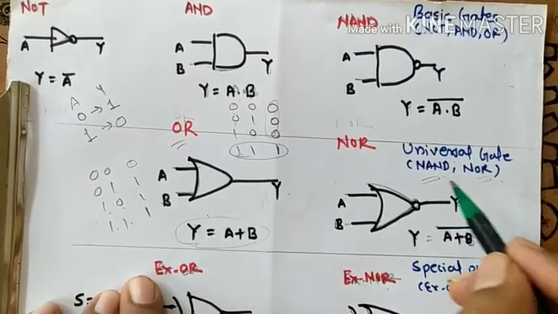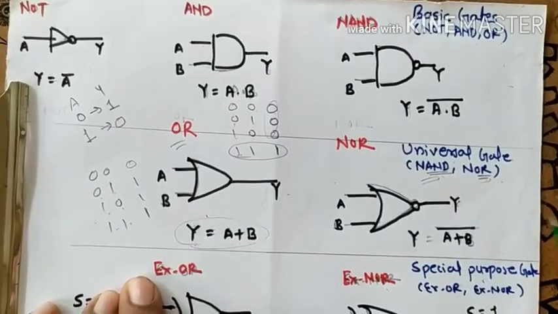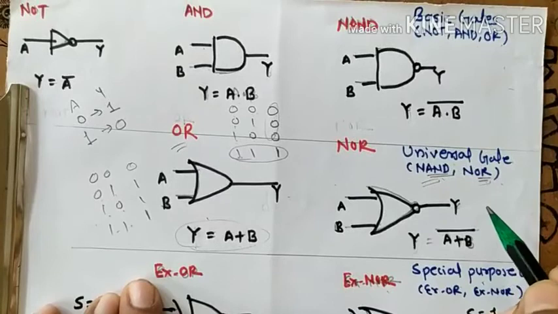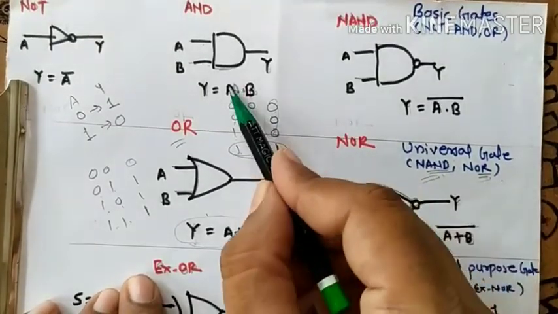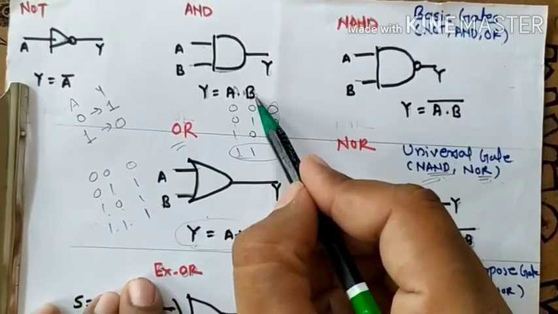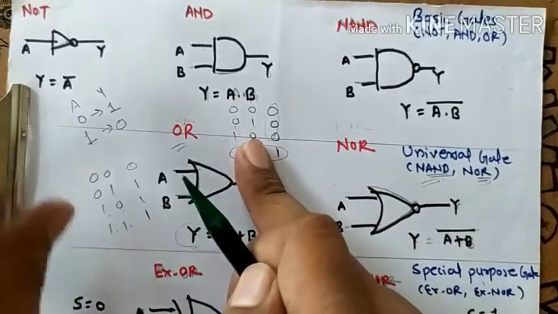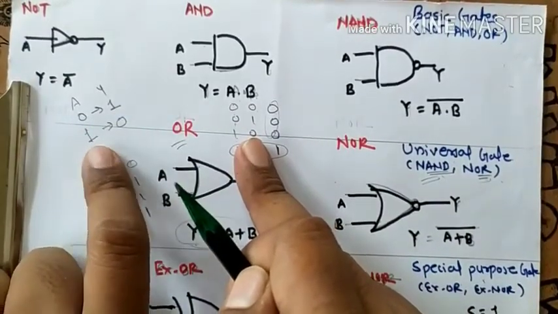Try to understand. We are understanding AND and OR. So you have to just add one NOT in front of this gate. For example, see here we are seeing the AND gate. This AND gate has Y equal to A into B. Already we know what is meant by NOT gate. NOT gate means if we are putting 0 it will be 1, and if we are putting 1 it will be 0.